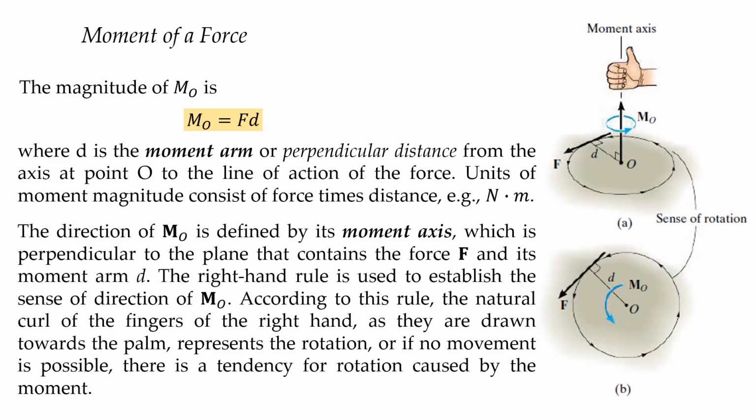Now, the direction of moment is determined by its moment axis, which is perpendicular to the plane that contains the force F and its moment arm d. The right-hand rule, which was already shown to you, I'm just re-recording this one for your consumption if you want to do some review. According to this rule, the natural curl of the fingers of our right hand as they are drawn towards our palm represents the rotation. Or if no movement is possible, there is a tendency.